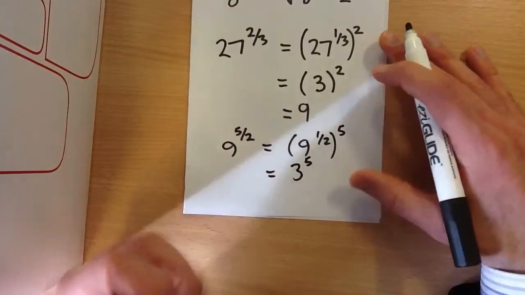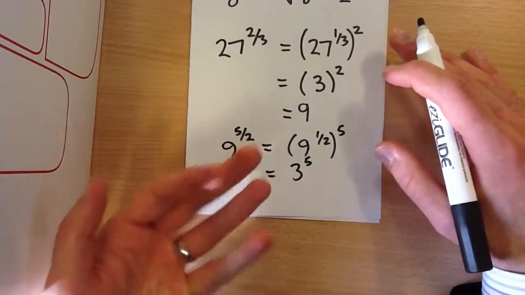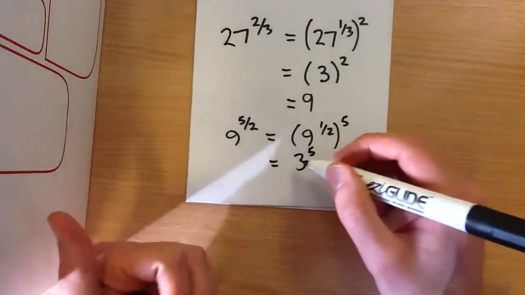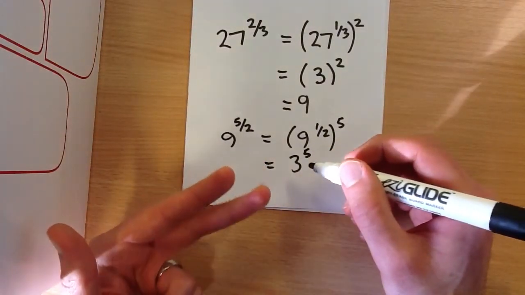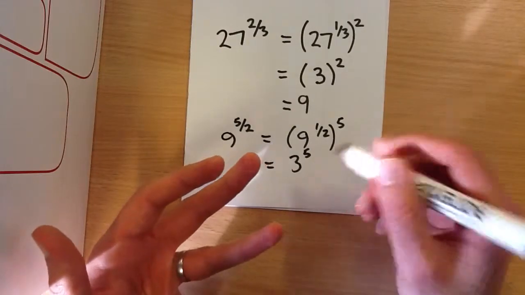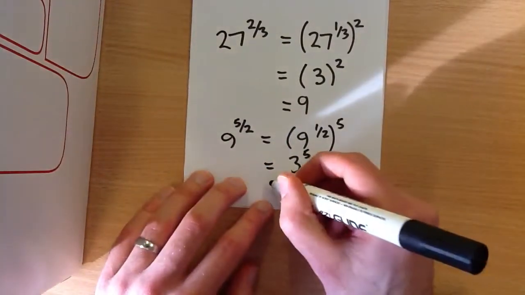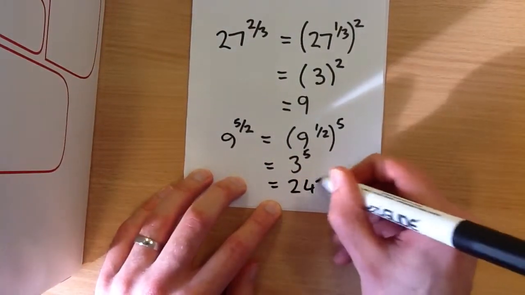So 3 to the power 5 is 3 times 3 times 3 times 3 times 3. So 3 times 3 is 9, times that by 3 I get 27, times that by 3 I get 81, and times that by 3 I get 243.